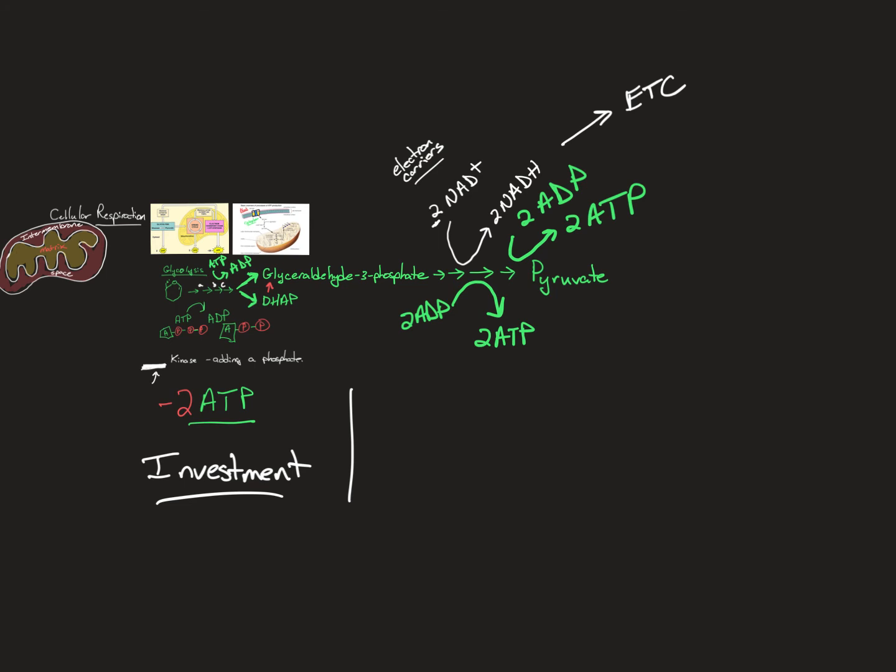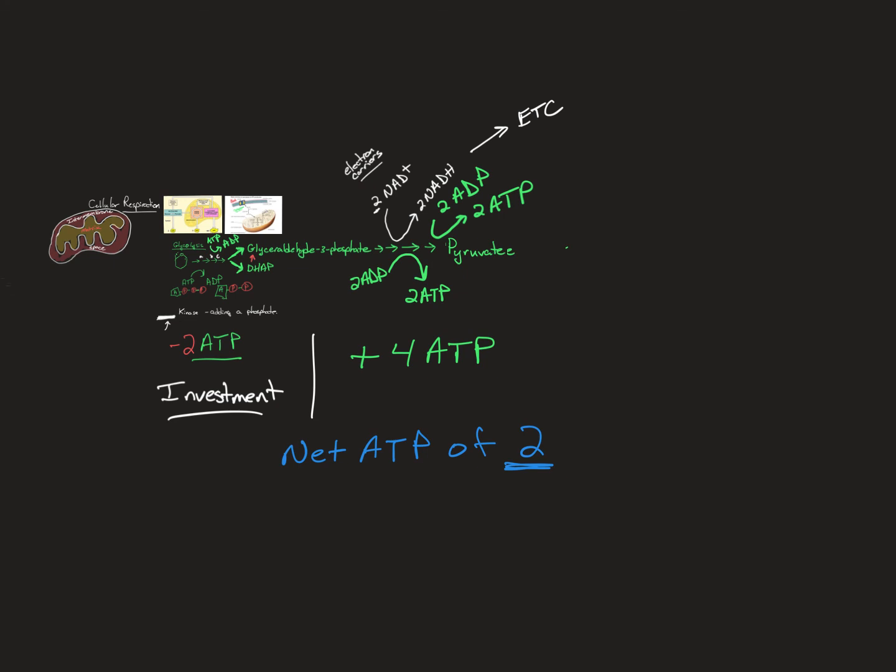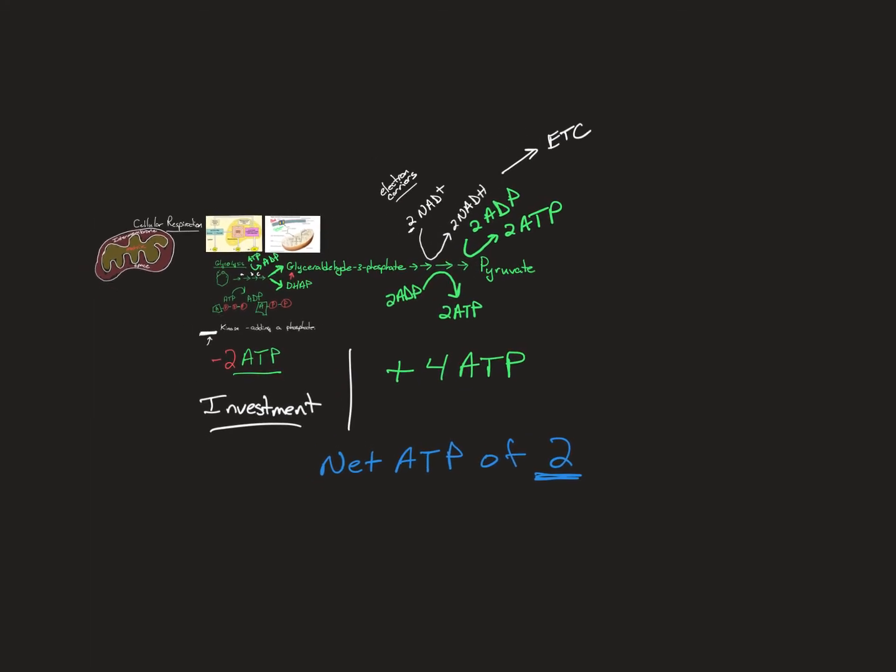So you actually gained 4 ATPs, but you lost 2, so you have a net ATP of 2. So you gain 2 ATPs at this point. This is all in glycolysis. This is all happening in the cytoplasm. It's not in the mitochondria yet. This is called glycolysis, the breaking down of glucose.